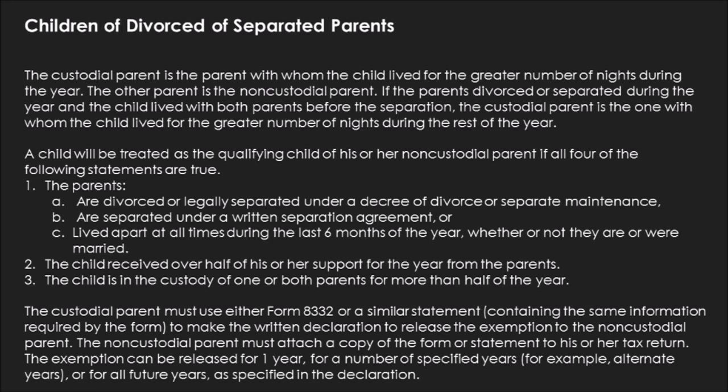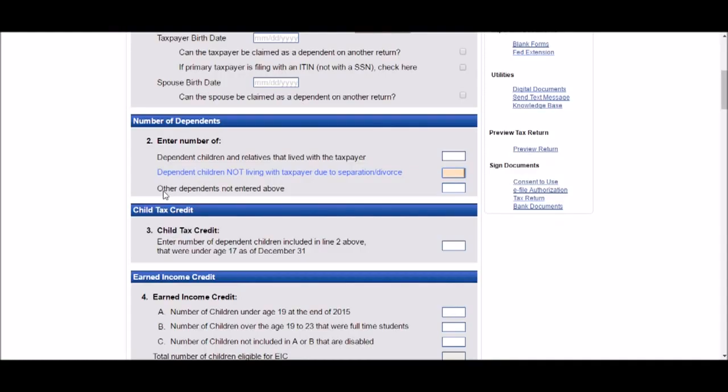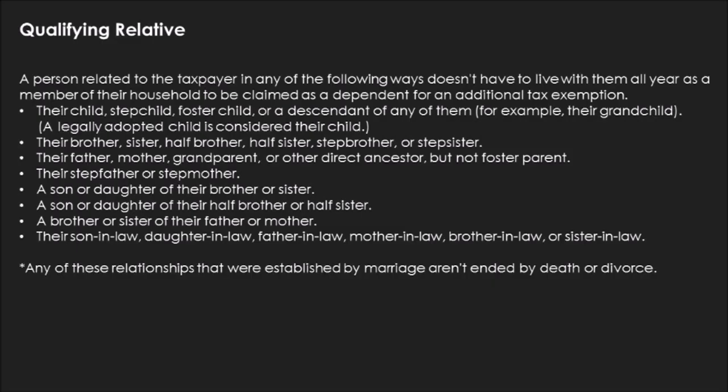Enter the number of dependents that do not fit the first two descriptions. In the last box, a qualifying relative does not have to live with the taxpayer to be claimed as a dependent on their tax return. For additional tax exemptions, these relationships are their children, stepchildren, foster children, grandchildren, their brothers or sisters, nephews, nieces, their parents, aunts, uncles, son-in-law, daughter-in-law, father-in-law, mother-in-law, brother-in-law, and sister-in-law.